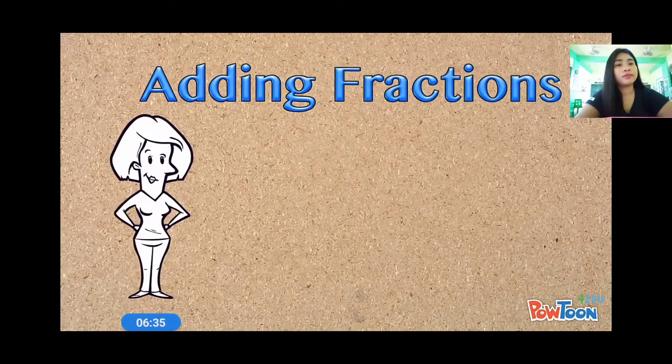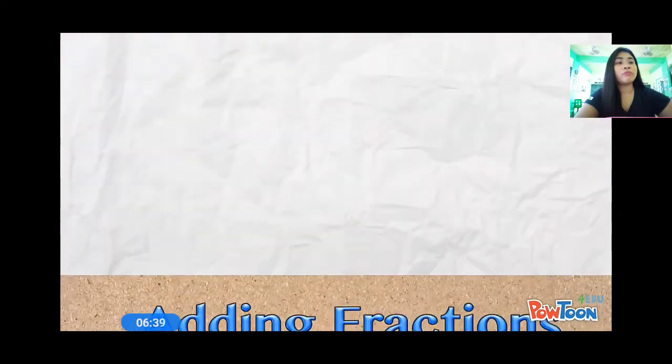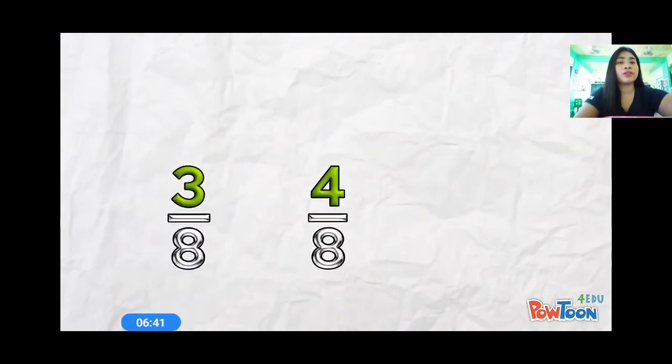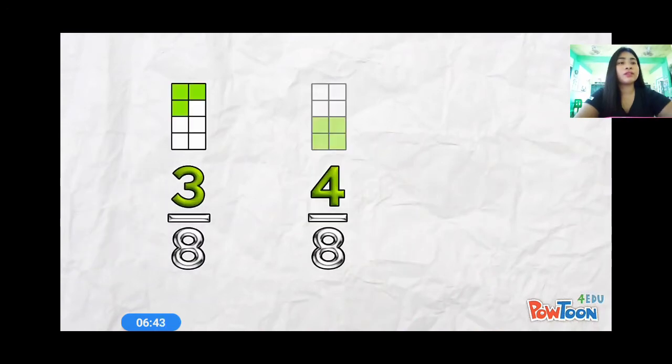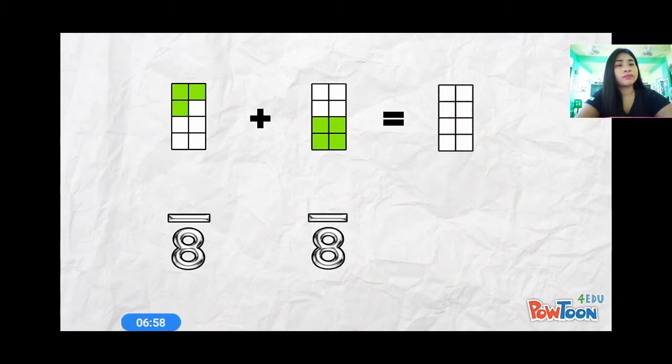Adding fractions with a common denominator. Common meaning the same denominator. And here's a model to represent them. We have to add them together. Both of the wholes are divided up into 8 parts, so we've got denominators of 8 on both of these fractions. In total, we have some number of parts out of 8.